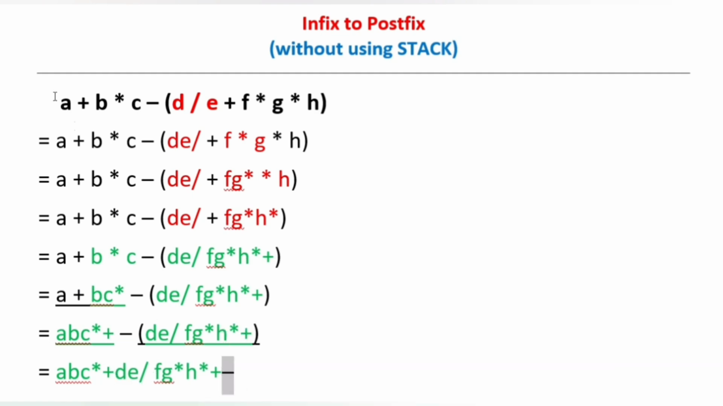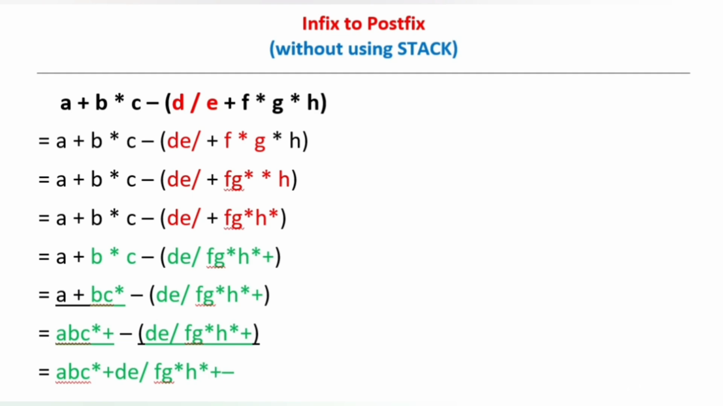Now this is also done. That's all, we got the answer. So what is the answer? ABC multiply plus DE slash FG into H into plus minus.